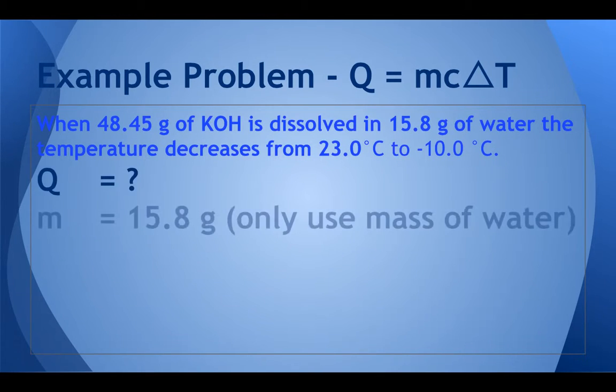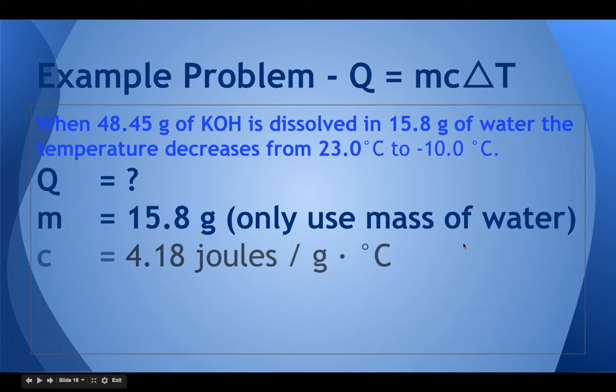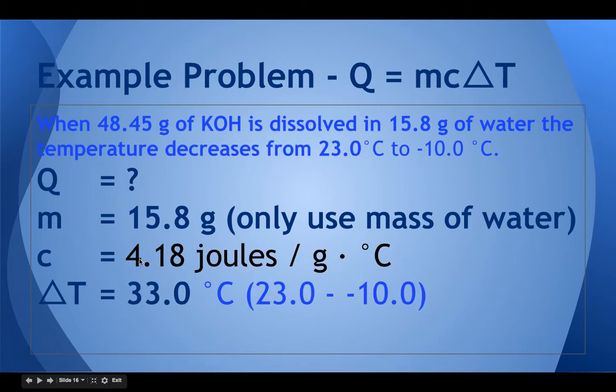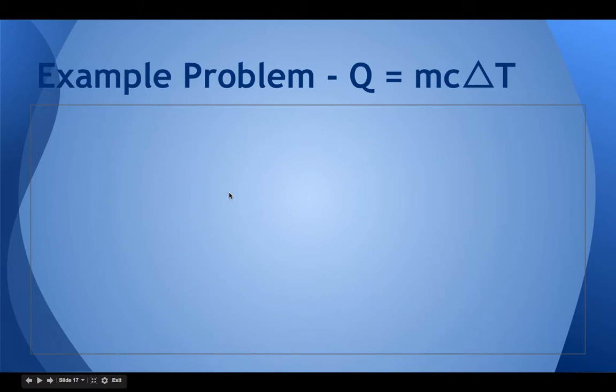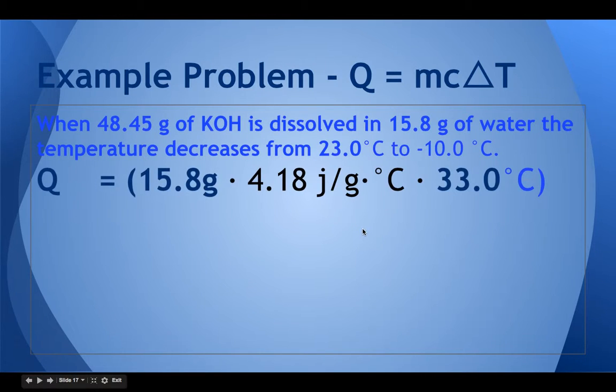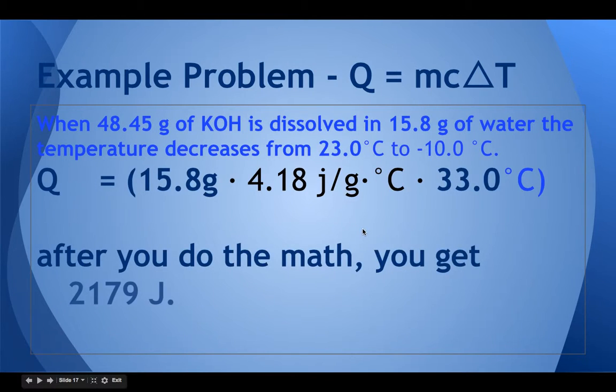So if I fill it all in, again, mass of water only, my constant, which is 4.18 joules per gram degrees Celsius, and 33 degrees Celsius. If I plug that in here, I'm going to multiply all those three things together. And when I do that, you get 2,179 joules. I easily could say 2180 because that's what the significant digits are. But I just left it as the whole number so you could see all the steps that I'm doing here.